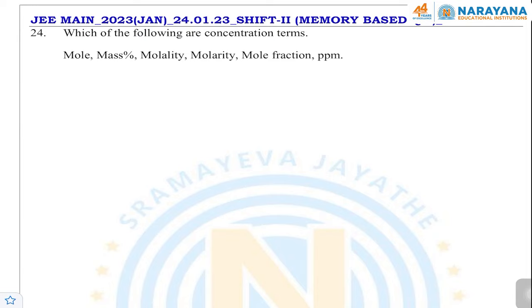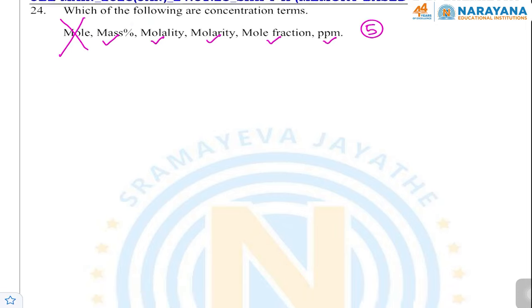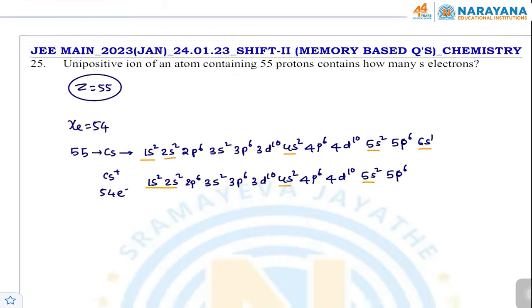The next question is, which of the following are the concentration terms? Concentration of a solution is expressed in different terms like mass percentage, correct, molality, correct, molarity, mole fraction, ppm, but not in moles. So this is a very simple question. Molarity, weight percentage, volume percentage, mole fraction, ppm are concentration terms.